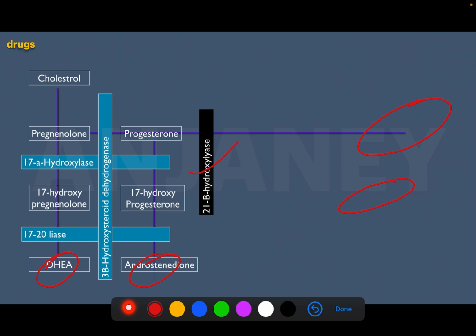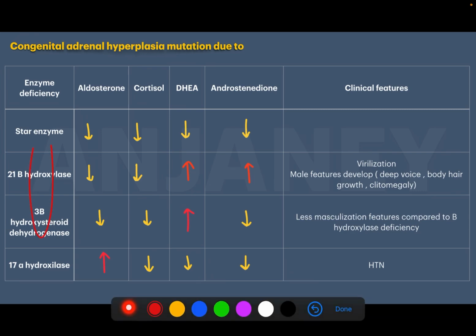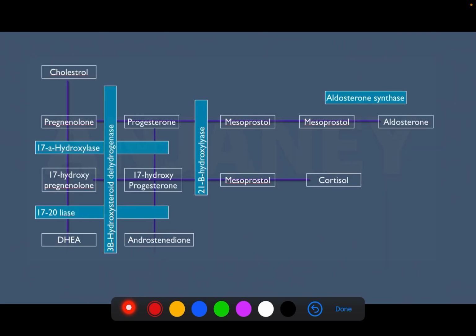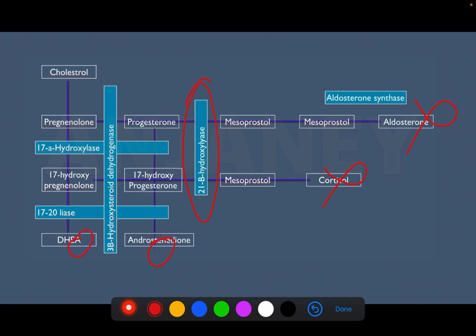So different enzyme defects cause different things. Due to defects in all these enzymes, some substances will be increased and some products will be decreased. How will it happen? First, the StAR enzyme. If there is no StAR enzyme, then nothing can be made, right? The StAR enzyme is responsible for transport into the mitochondria. So cholesterol will not go inside the mitochondria and nothing will be made. Second is beta hydroxylase. See here. If this enzyme is not there, then there is no aldosterone, no cortisol. So we'll have decreased aldosterone and decreased cortisol, while the other two will increase. Both of these will increase, right?